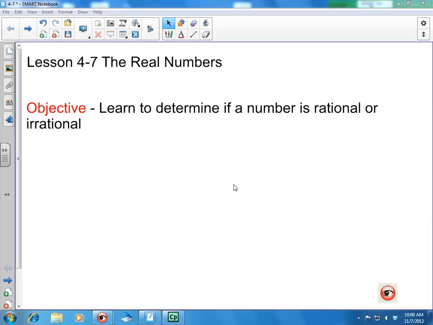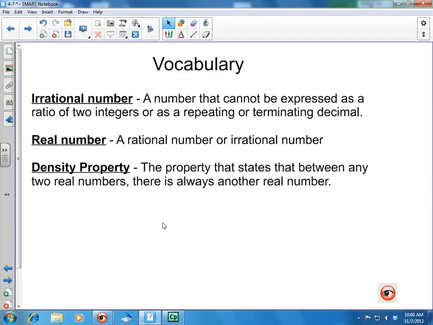But today we're going to learn to determine if a number is rational or irrational. We do have 3 vocabulary words. The first number is irrational number, which is a number that cannot be expressed as a ratio of 2 integers or as a repeating or terminating decimal. Our next one is a real number. A real number is a rational or an irrational number. And the last one is density property.